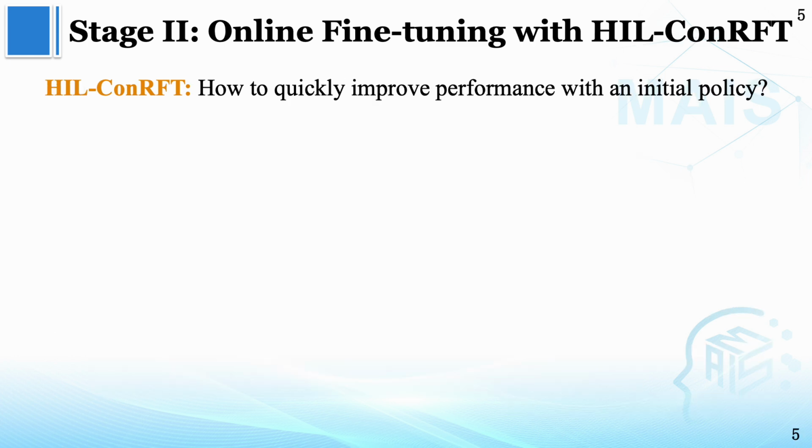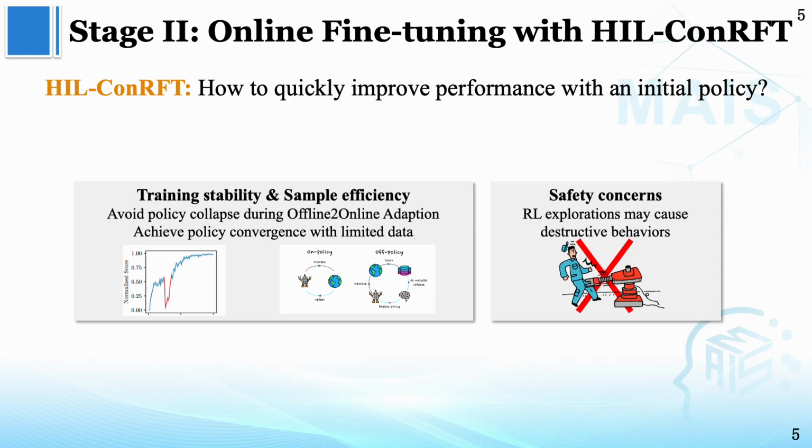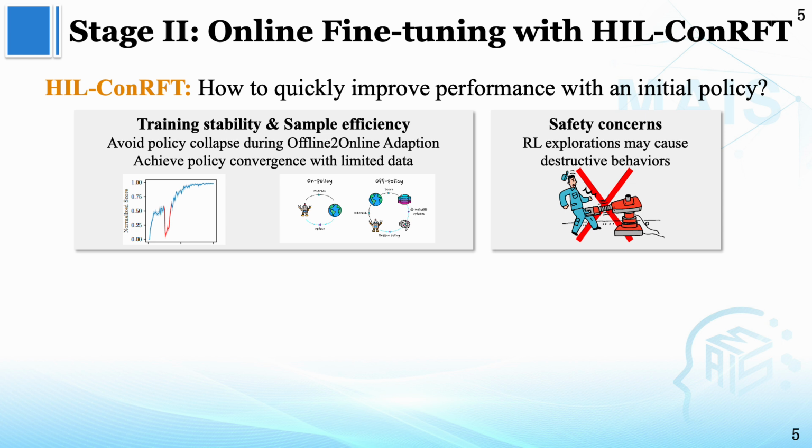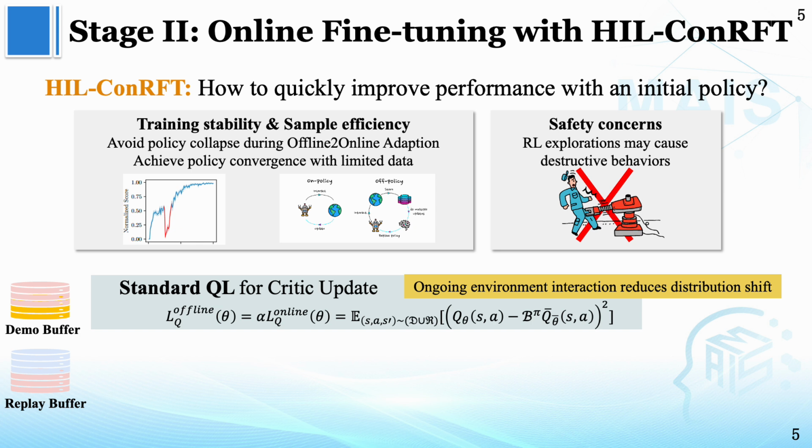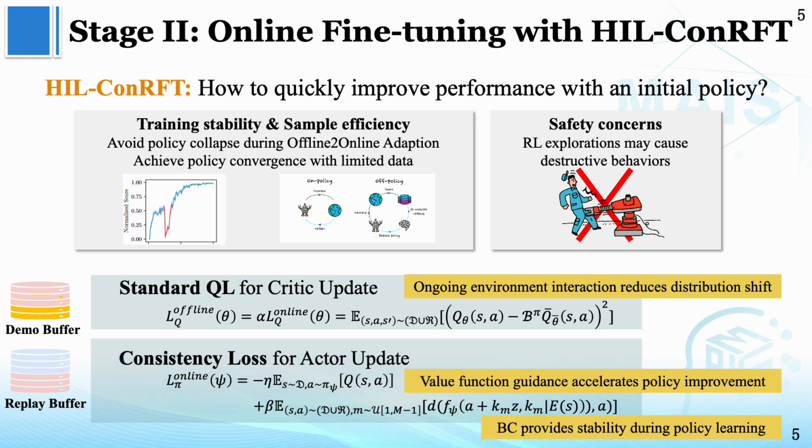In the online stage, we aim to quickly improve the policy. We focus on stable, efficient learning and safe exploration in the real world. To support this, we extend the offline demo buffer with a new replay buffer that stores data collected during training. Since the data comes from the current policy, the distribution shifts gradually, reducing mismatch and making it easier to apply standard Q-learning. For the policy, we keep the same loss from the offline stage. Unlike typical online training, we also keep the behavior cloning loss. It acts as an anchor, keeping the policy close to expert demos and preventing collapse during online fine-tuning.